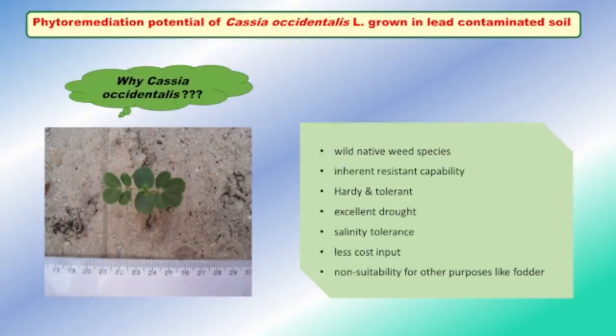And why have we chosen this plant to identify its phytoremediation potential? The reason for selection is that it is a wild native weed species, and wild native species have a resistance capacity. It is hardy, tolerant. It shows excellent drought and salinity tolerance, and it requires very little care to grow. Further, it cannot be used as a fodder for living organisms.